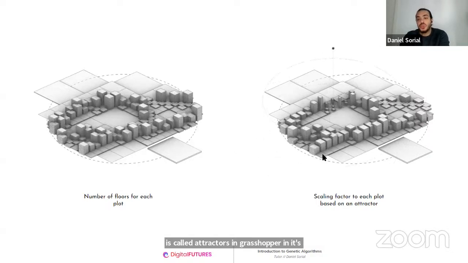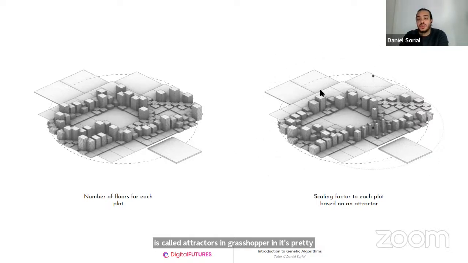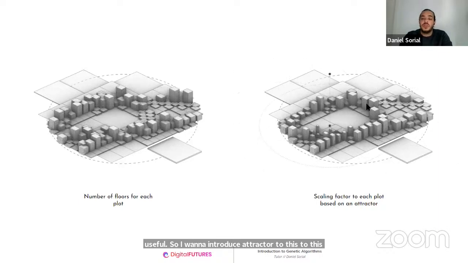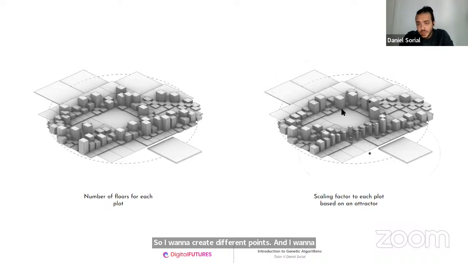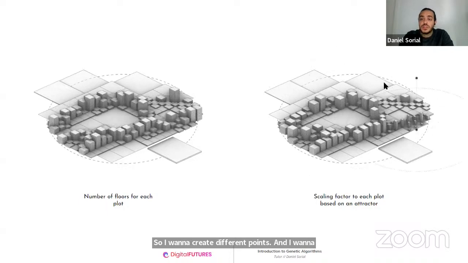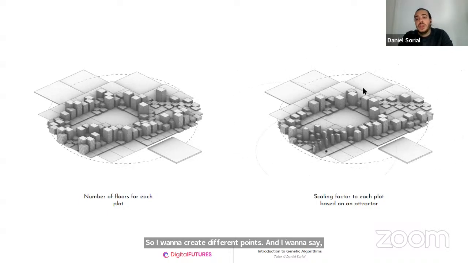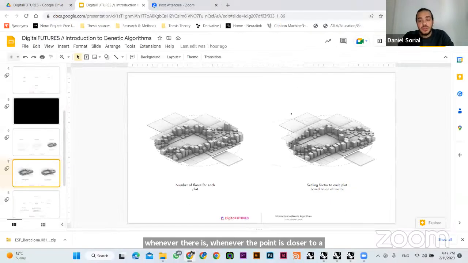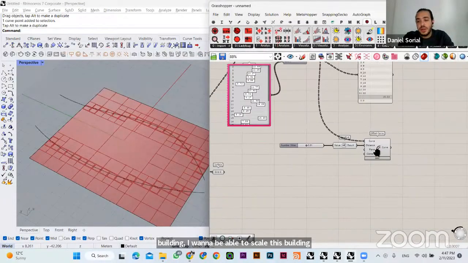So I want to introduce attractor to this script. I want to create different points, and I want to say whenever the point is closer to a building, I want to be able to scale this building or offset this building, okay? So I'm going to go back.